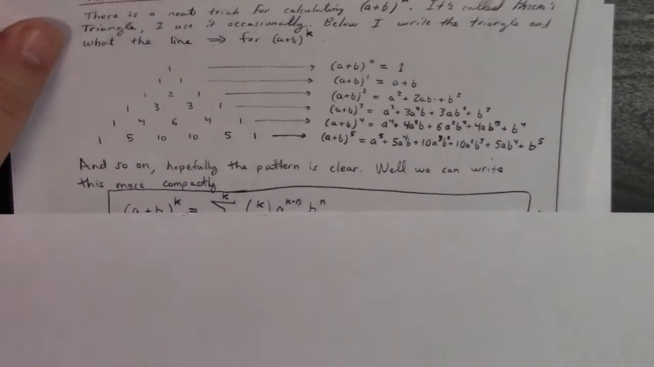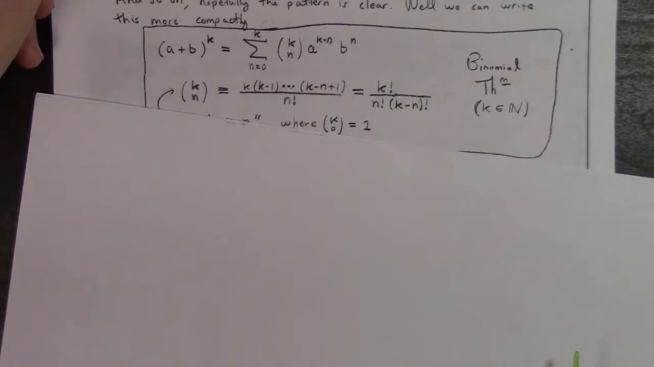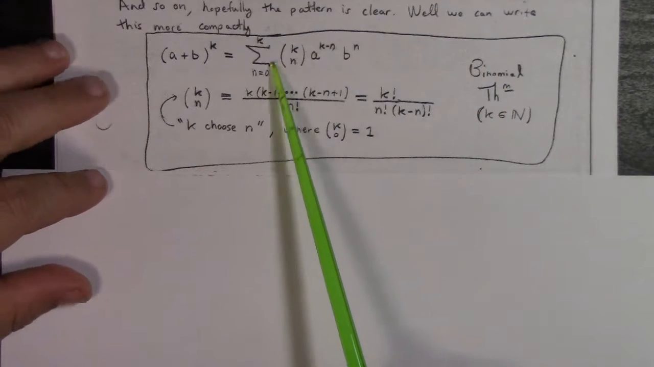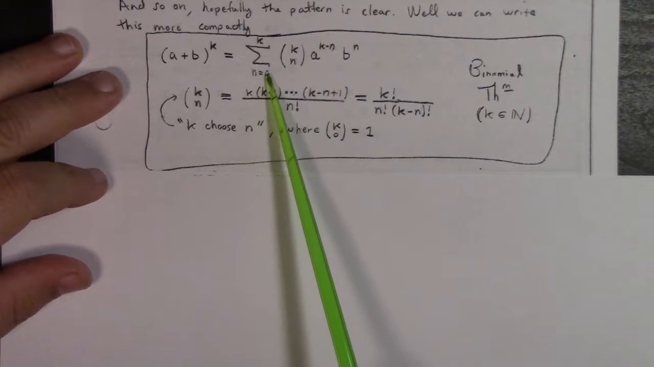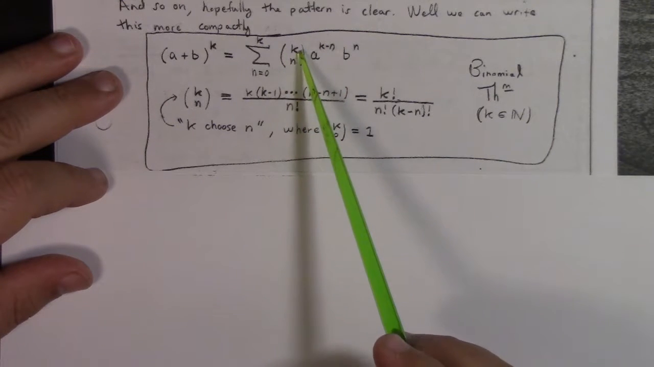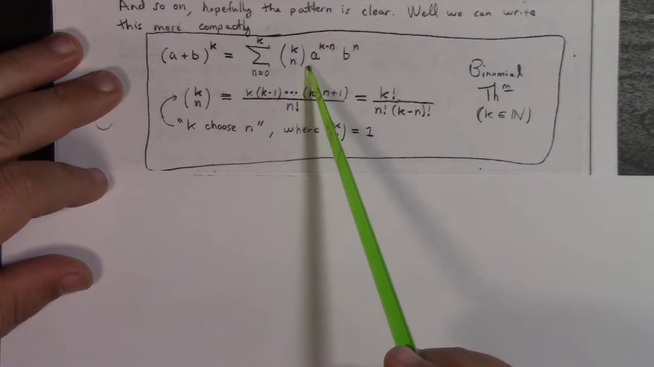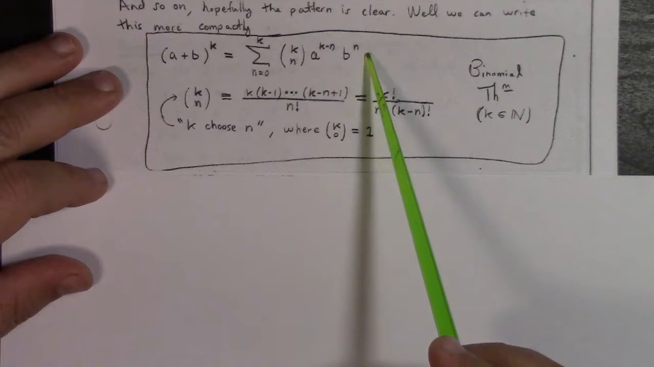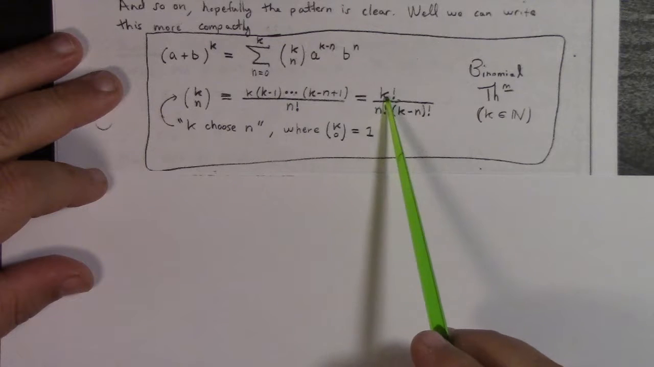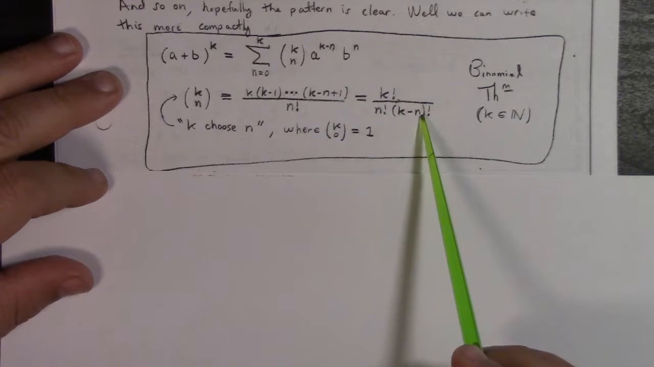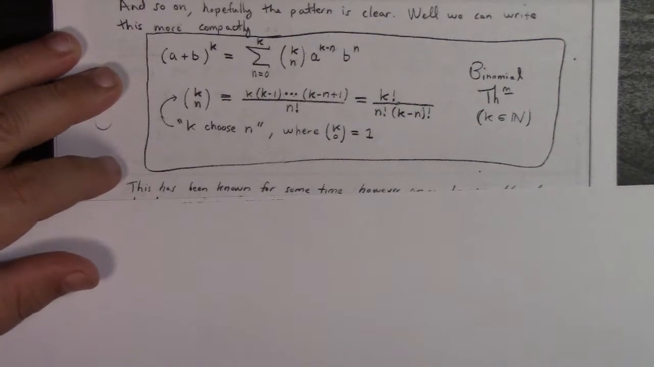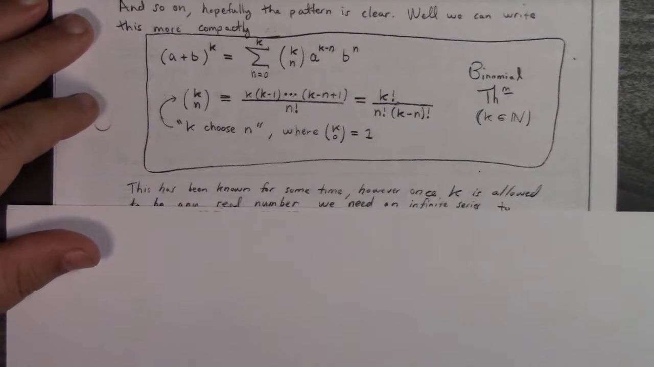Anyway, so we can write that result more compactly. In particular, a plus b to the k is equal to the sum from n equals 0 to k of k choose n, a to the k minus n times b to the n, where here k choose n is actually equal to k factorial over n factorial times k minus n factorial. These same numbers appear in Pascal's triangle above.